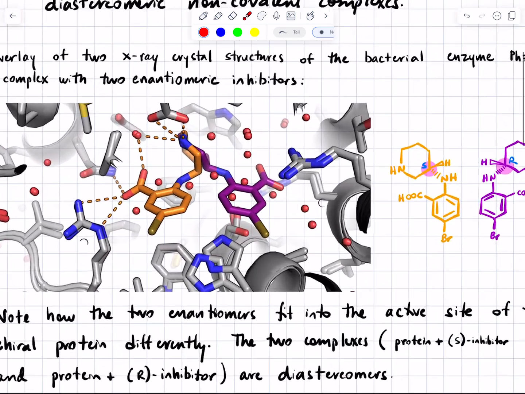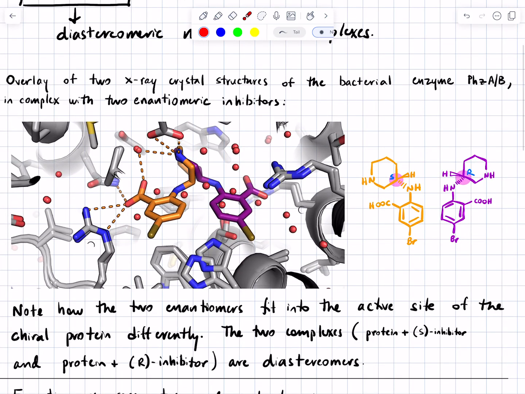So I think I showed you this close-up image of a crystal structure. X-ray crystallography is how we visualize atoms in large and small molecules, actually. You crystallize them, shoot X-rays through the crystal. The diffraction pattern tells you something about the way the atoms are oriented. And this is the overlay of two crystal structures of the same protein. One of them has the S enantiomer of this molecule, and the other has the R enantiomer of this molecule.